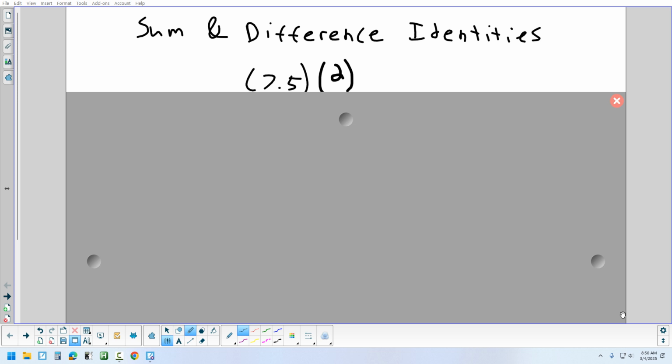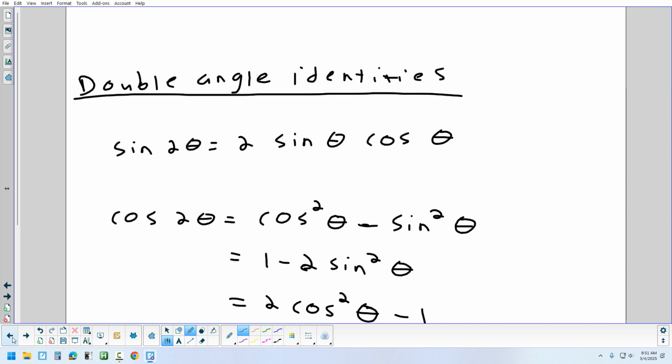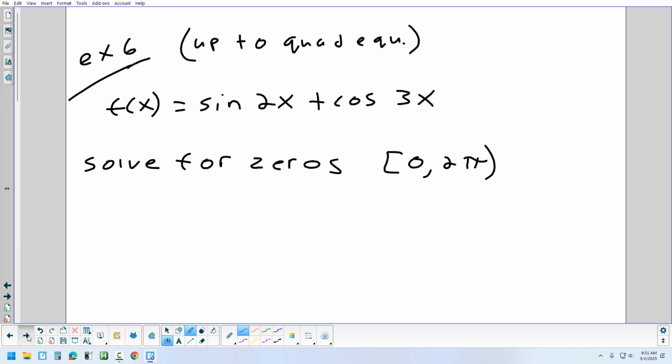So we started looking at section 7.5, which is basically our last section where we're going to be doing lots of different identities. Okay, in 7.4, we learned about 3 groups of identities: the reciprocal, Pythagorean, and the tangent and cotangent. In this section, we're learning about a couple other groups: the sum and difference. We're going to learn about the double angle in a little bit, and then the half angle.